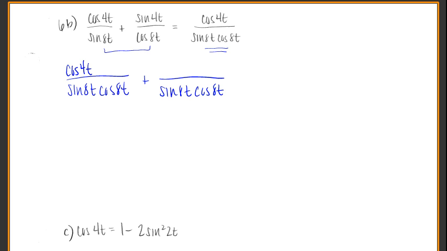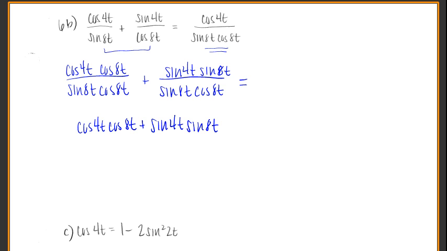This first fraction already had a cosine of 4t up there, and it's missing the cosine of 8t. The second fraction already had the sine 4t there, it's just missing the sine of 8t. Okay, so let's keep going. We got our common denominator, but let's go across the top. We've got cosine of 4t, cosine of 8t, plus sine of 4t, sine of 8t, all over sine of 8t, cosine of 8t.